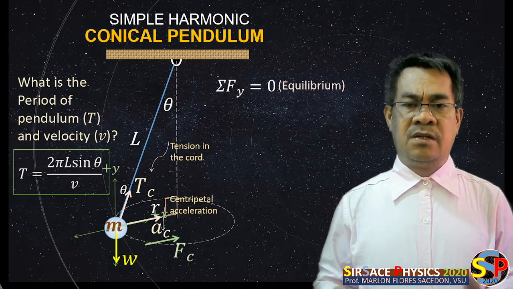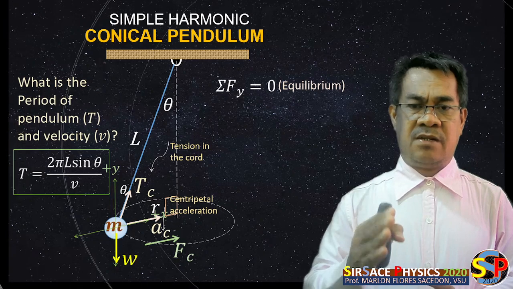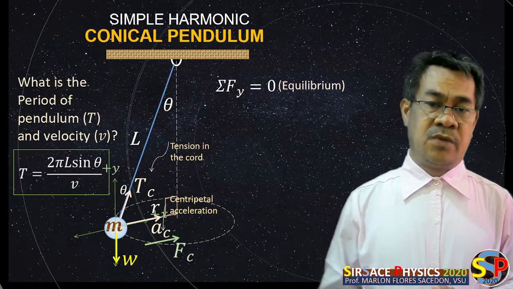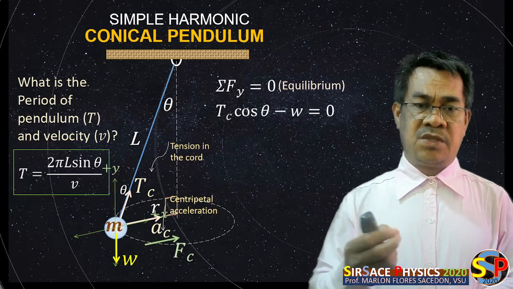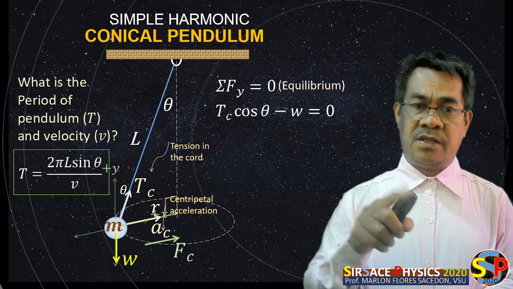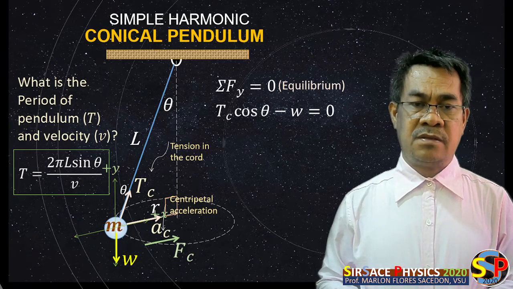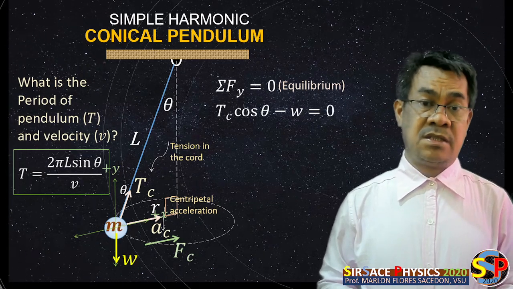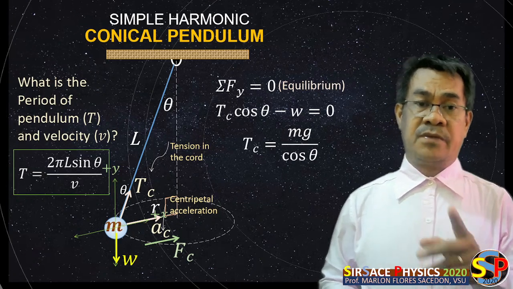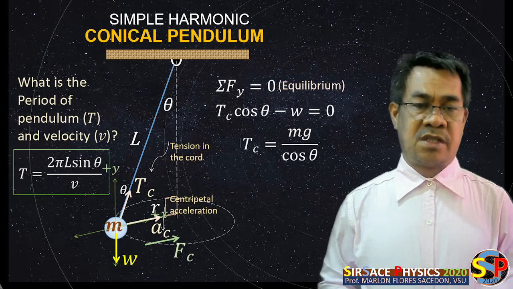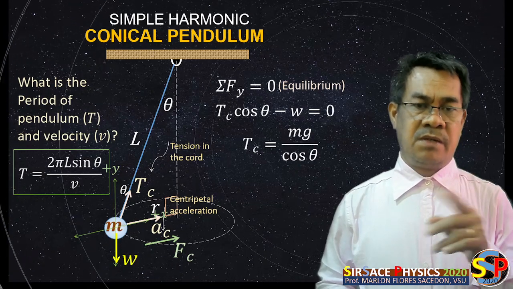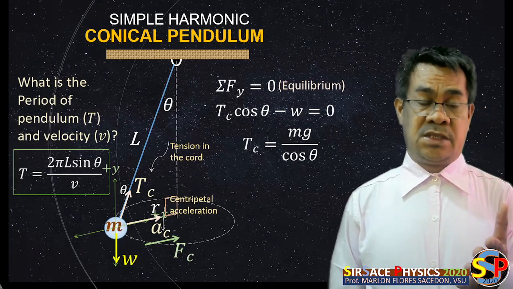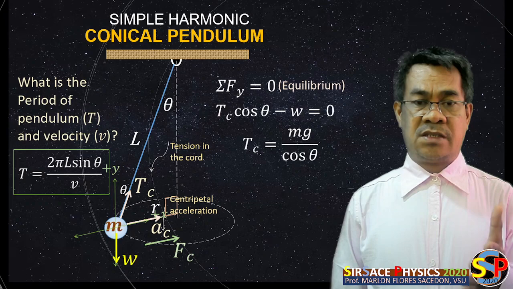What are the forces along y? We have the component of TC along y, positive. So it should be cosine because the angle is adjacent. Then minus the weight. So it should be TC cosine theta minus W. Okay? But take note that W is mg. So solving for TC, transpose W, the W is mg, divide both sides by cosine, then TC is mg over cosine of theta. So this is the relation that can calculate the tension in the cord.